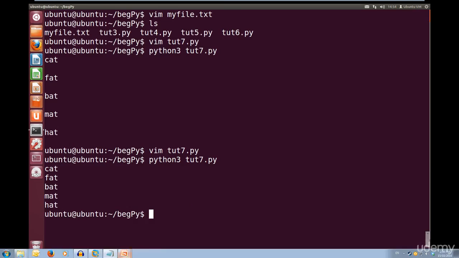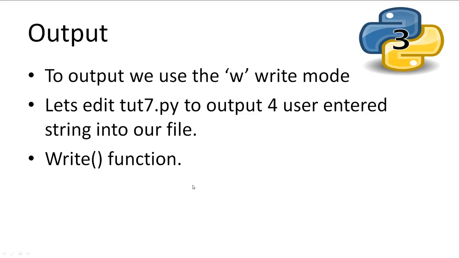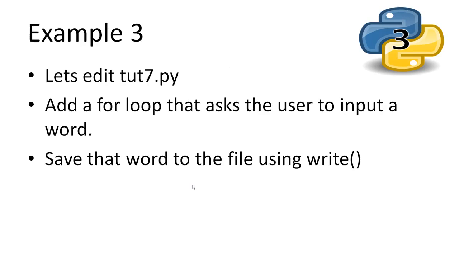So now let's look at outputting to a file. To output a file, we must open up the file in write mode and write data out using the write function. Let's edit our toot7.py file and write new words into our file.